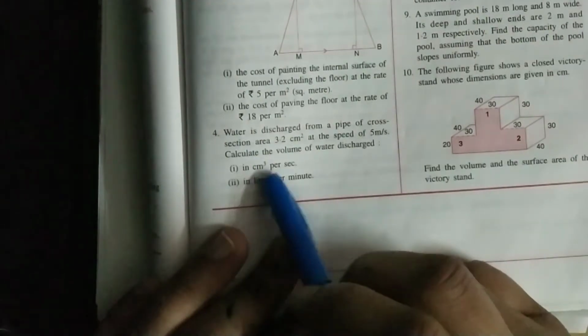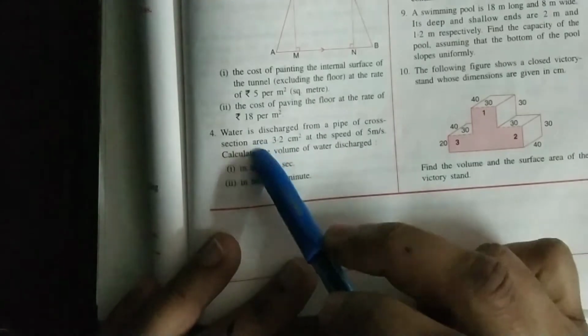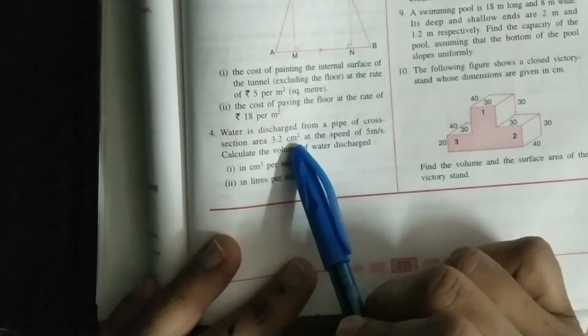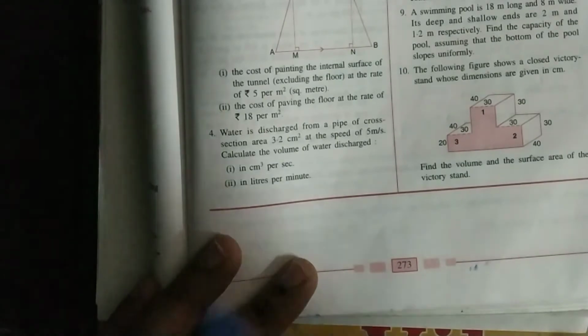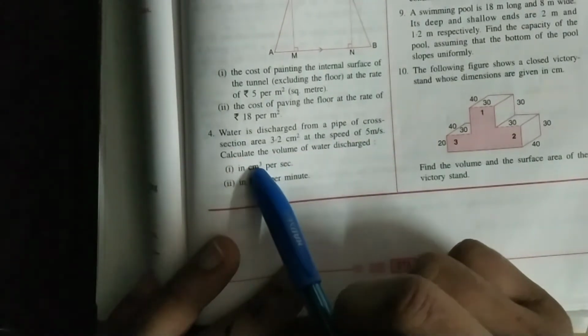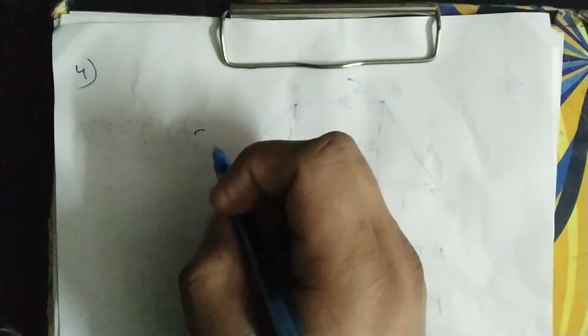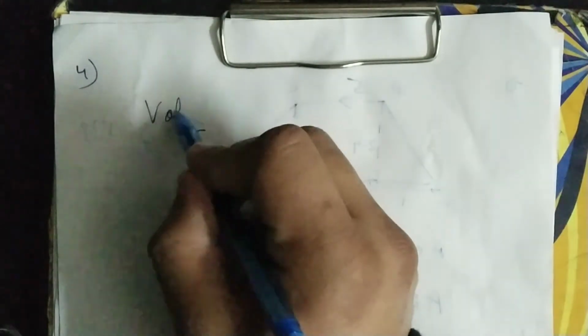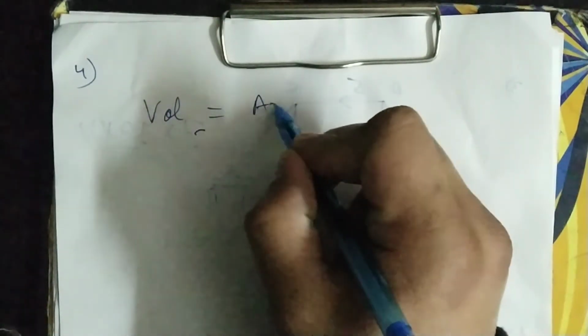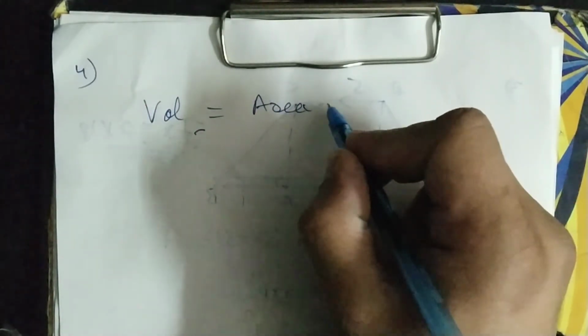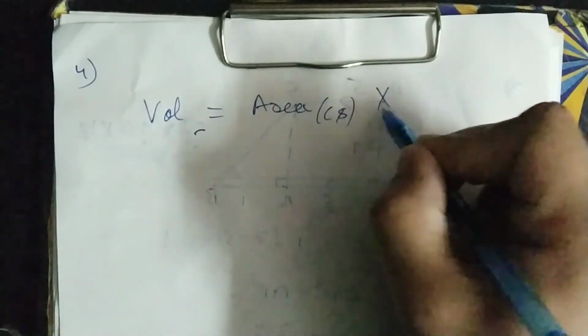Now look at question number 4. Water is discharged from a pipe of cross section 3.2 centimeter square at a speed of 5 meter per second. This is in meter per second, this is in centimeter square. Calculate the volume in centimeter cube per second and liter per minute. First, we have to calculate the volume in centimeter cube per second. You remember the formula of volume: area of cross section multiplied by speed of water.